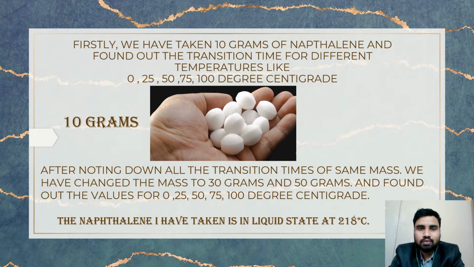Firstly, we have taken 10 grams of naphthalene and found out the transition time for different temperatures like 0, 25, 50, 75, and 100 degrees centigrade. After noting down all the transition times for the same mass, we changed the mass to 30 grams and 50 grams and found out the values for 0, 25, 50, 75, and 100 degrees centigrade. The naphthalene I have taken is in liquid state at 218 degrees centigrade.